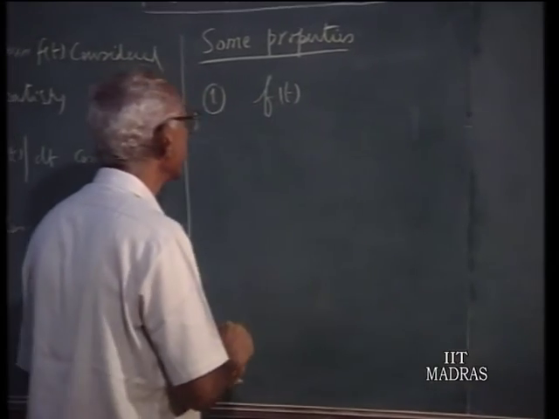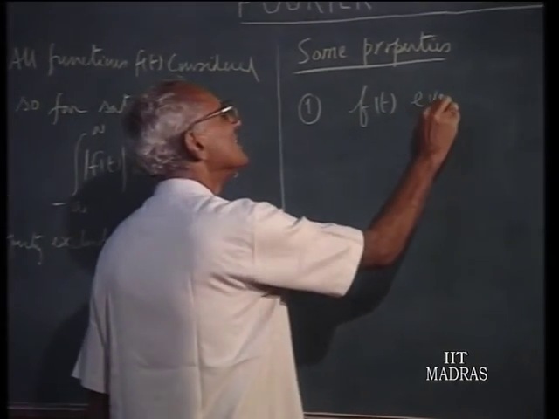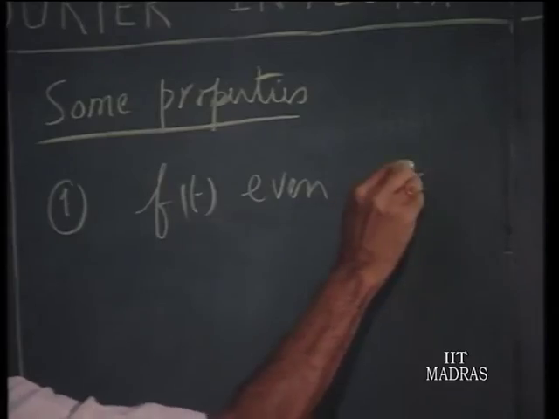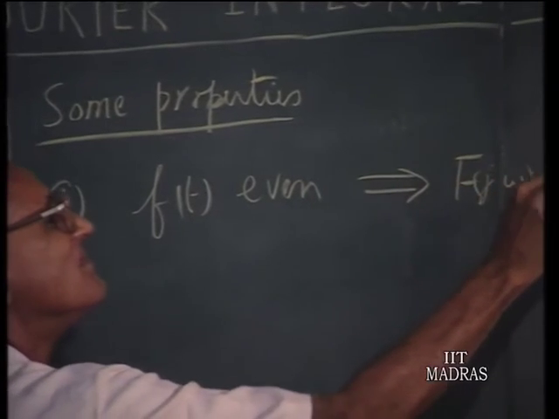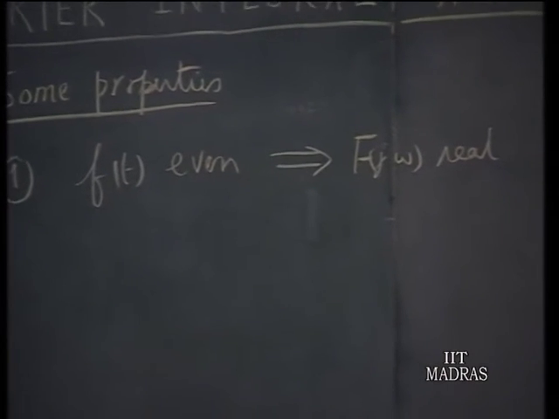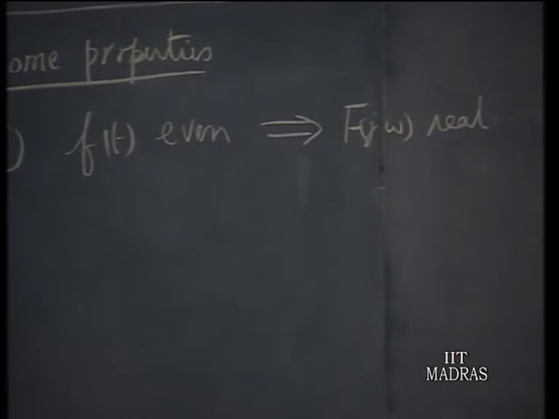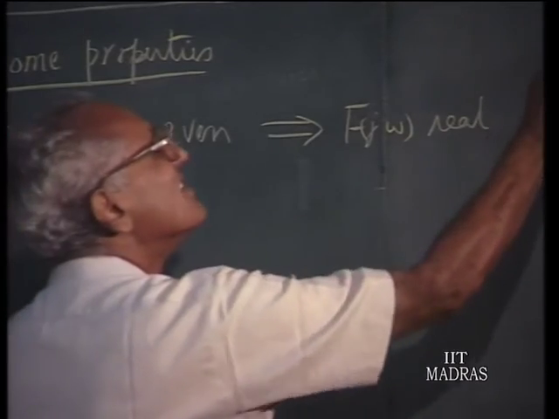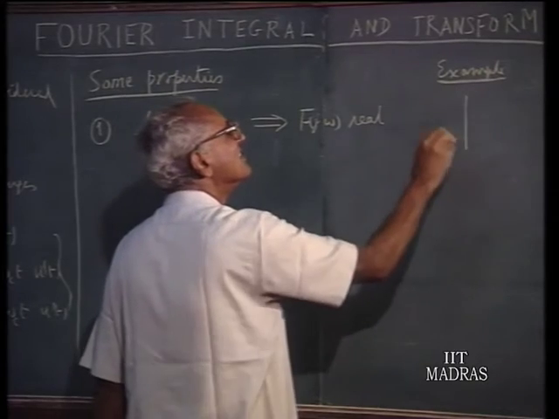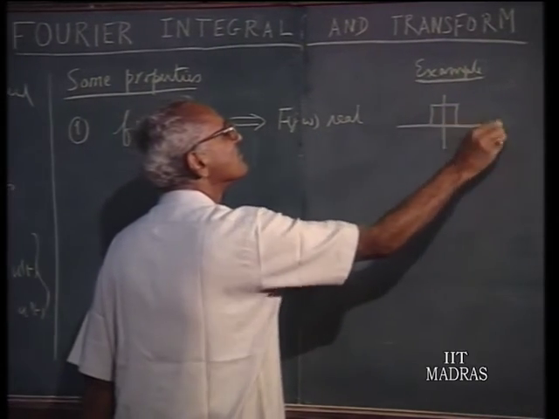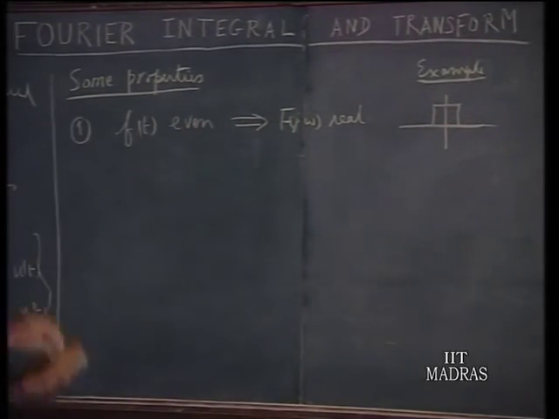So if f of t is even, then it means that F of j omega is real. So when you substitute j omega in the Fourier transform, it turns out to be real. Example, what we have seen, this pulse. This is an even function, and then we found that F of j omega is real. There is no j term in the F of j omega.